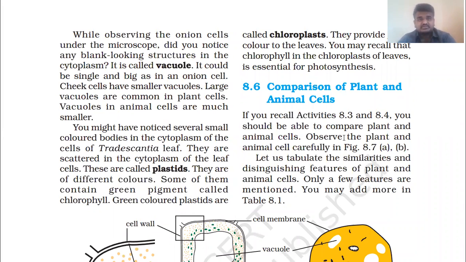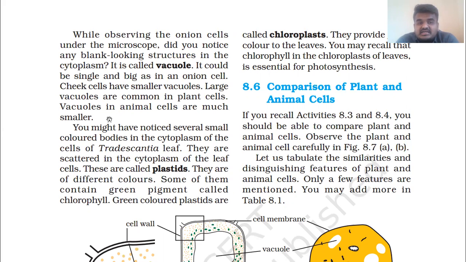As we discussed in the last session, about the vacuole, let's study this paragraph once again. While observing the onion cells under the microscope, did you notice any blank-looking structures in the cytoplasm? It is called a vacuole. You may see this in the figure of activity 8.3. So it is called a vacuole.